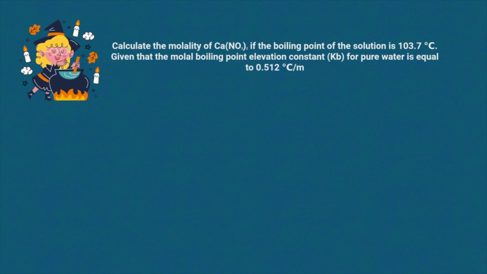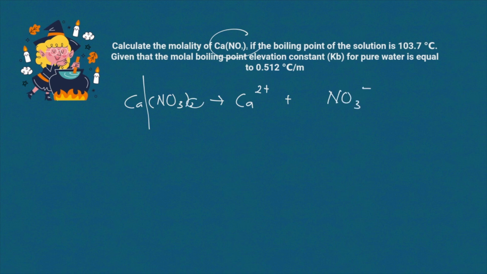So how are you going to do this? First and foremost, you need to look at the dissociation of this compound. You need to know how the compound given to you dissociates. So you have Ca and NO3 twice. How do you think it will dissociate? Definitely it will split into 2, so your Ca will be Ca2+ and NO3 minus. Because you have 2 here, you have 2 NO3 over there.